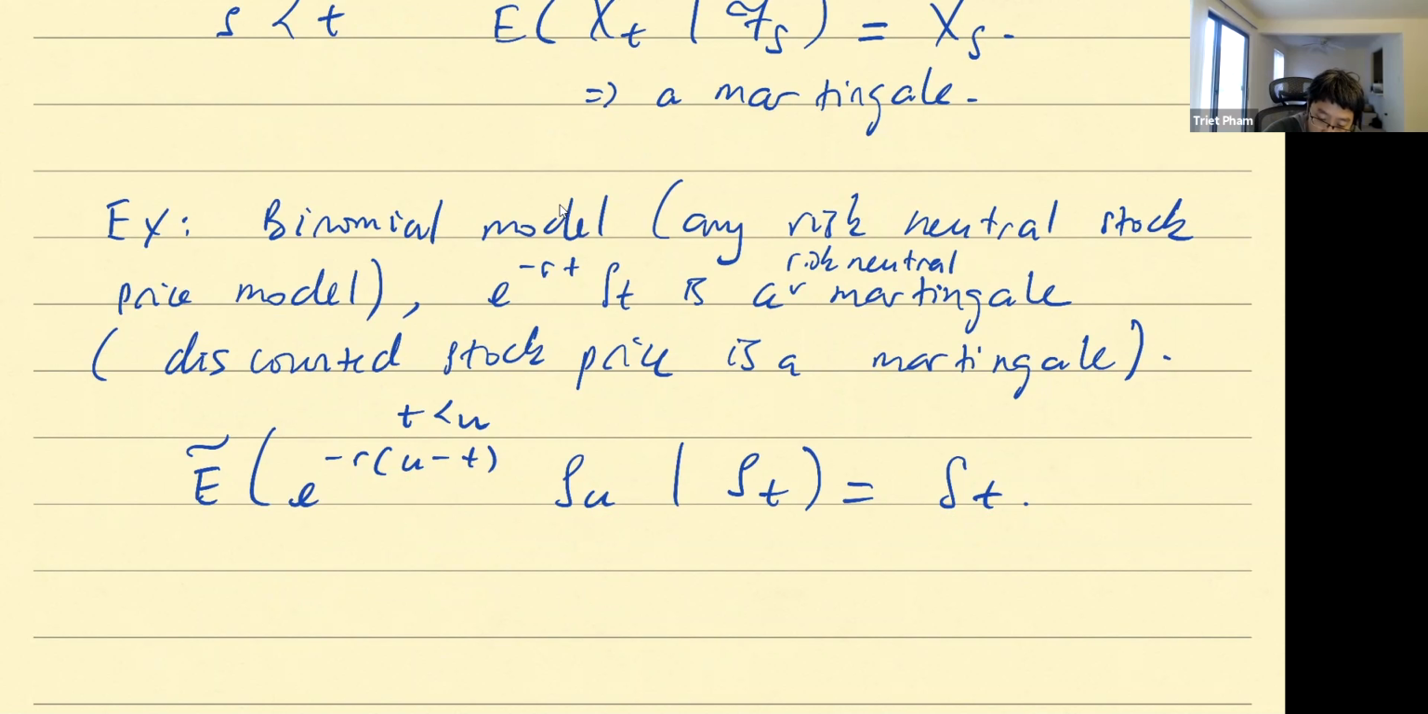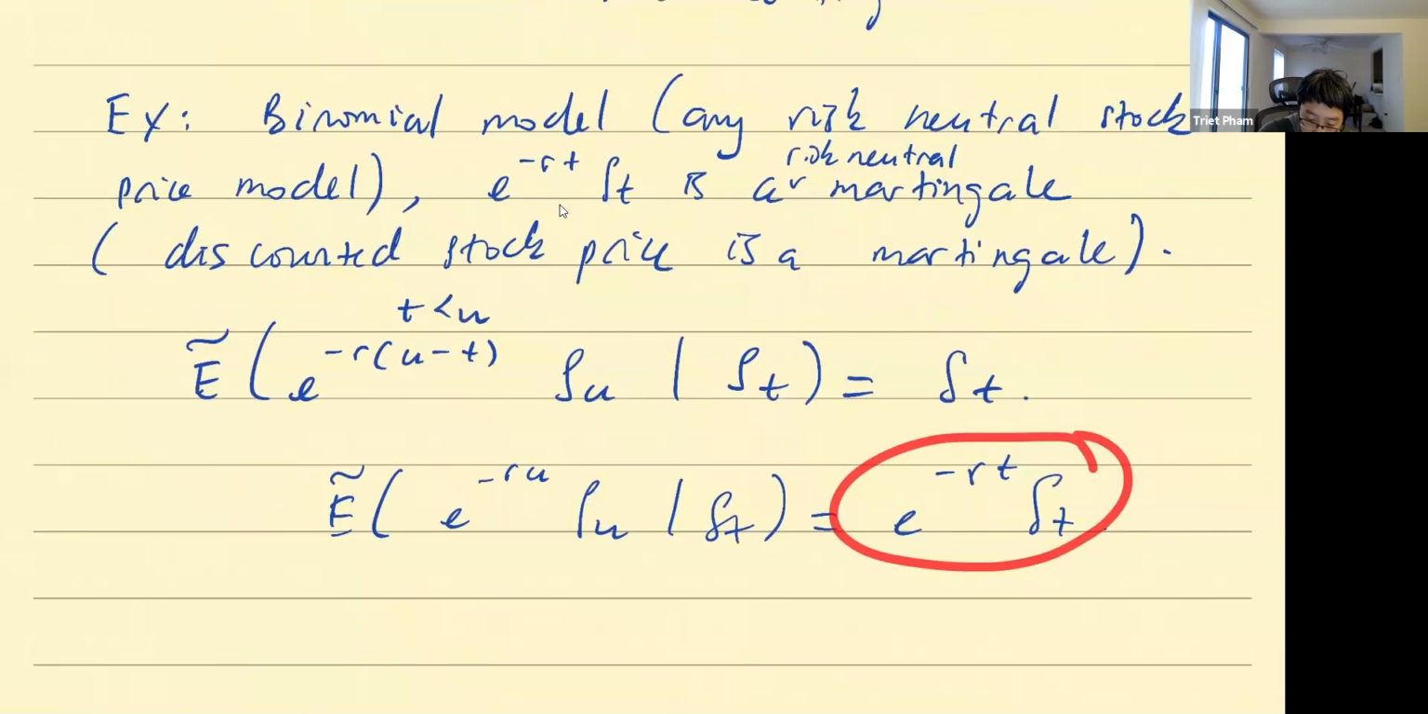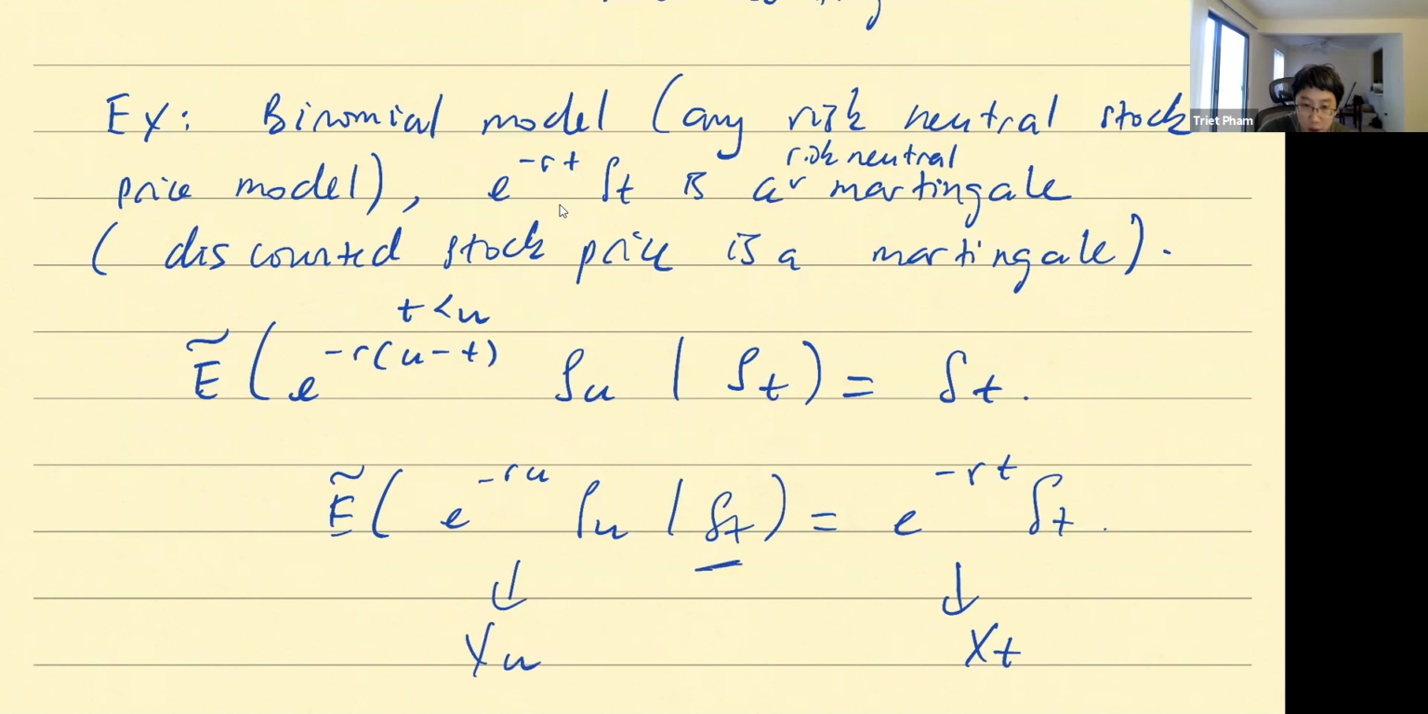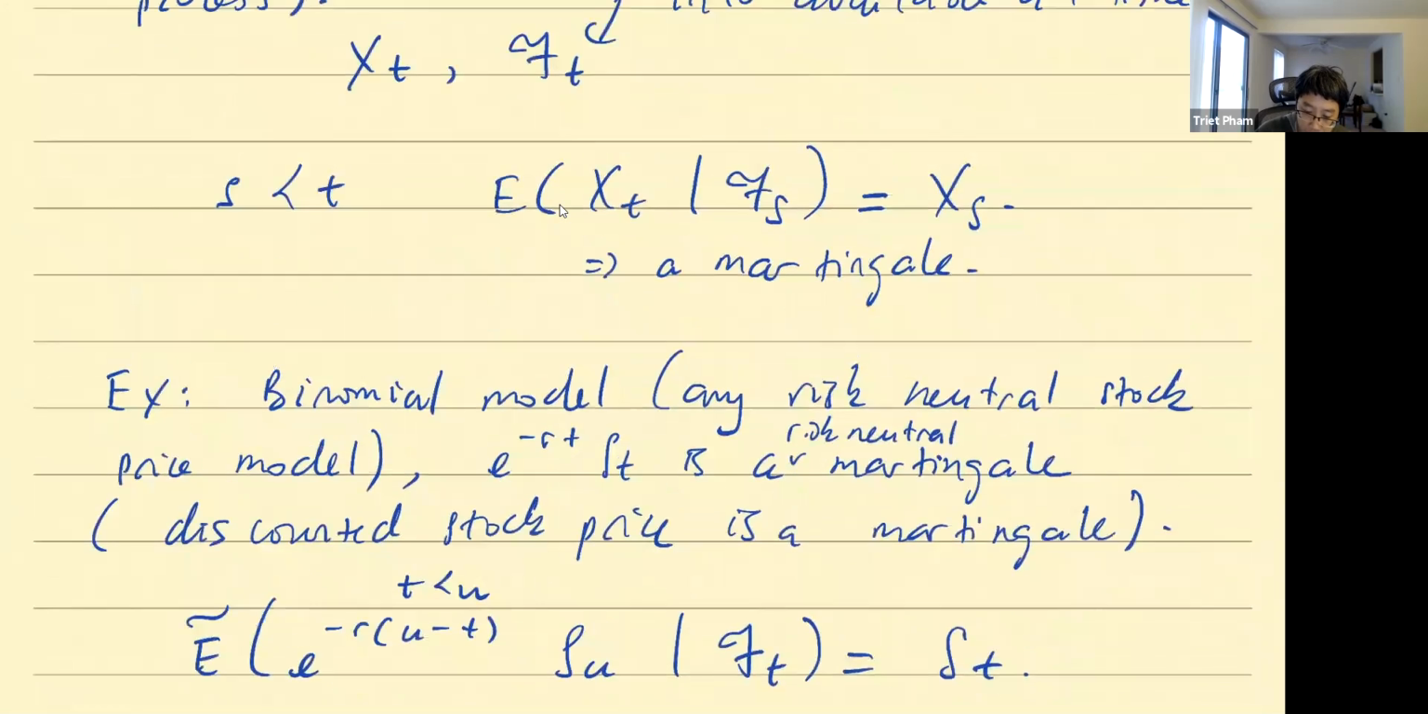But if you rearrange this expression, you see that it is this. So exactly, this is what we call Xt. This is Xu, and this is information, so it doesn't matter. You can change that to the information. Okay, like that.